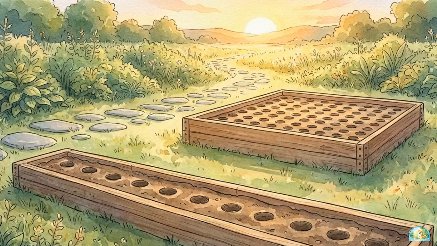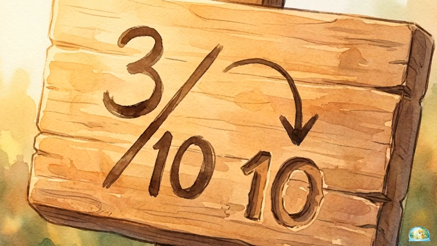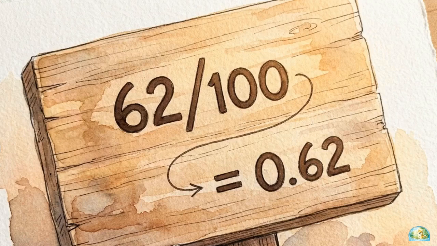Look across the meadow garden. The physical proofs are everywhere you look. 0.3 in the strip, 0.62 and 0.30 in the large plots, and 0.7 on the path. The rule holds firm. A denominator of 10 means tenths. A denominator of 100 means hundredths. The decimal is simply the shorthand.